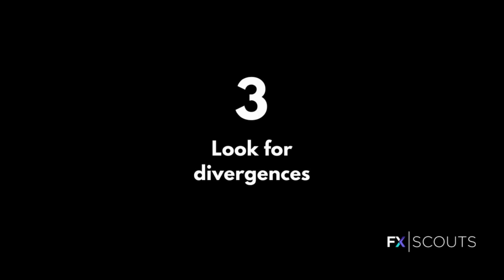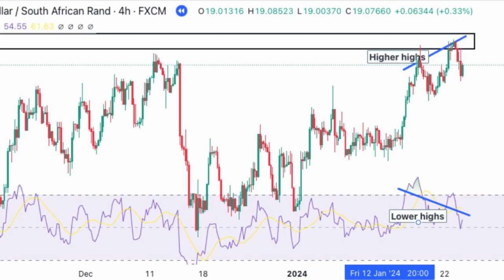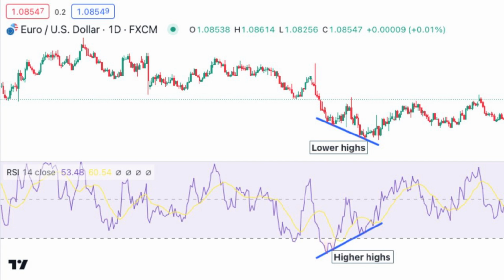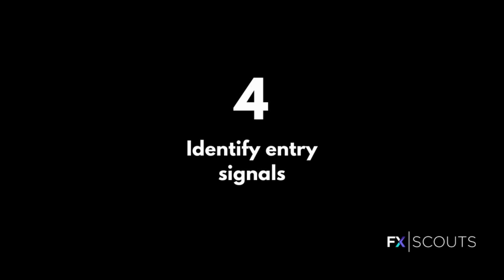Number 3, you're going to look for divergence. If the price is making higher highs while the RSI is making lower highs, this divergence suggests a potential reversal. When the price makes higher highs and the RSI makes lower highs, it signals a possible downturn. Conversely, as you can see here, if the price makes lower lows and the RSI makes higher lows, it indicates a potential uptrend.